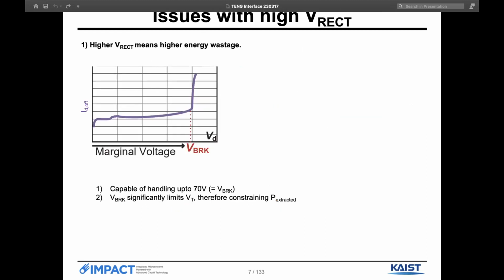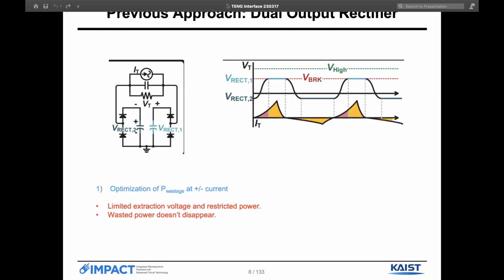So there are issues with high Vrect. The first one, as we already saw, is higher energy wastage. The second one is the marginal voltage, which is V break. The circuit is only capable of handling a certain amount of voltage, which we denote as V break, normally 70 volts. This significantly limits VT, and as a result, it also limits the extracted power.